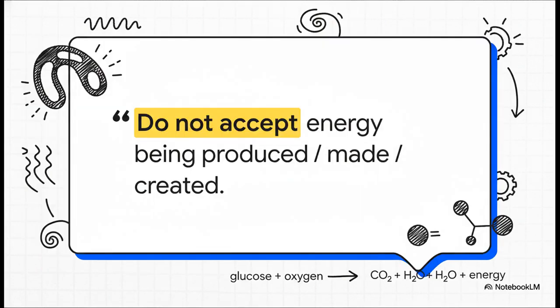Now for the second mark. And honestly, this all comes down to one single word. When your metabolic rate goes up, so does respiration. And what does respiration do? It releases energy. Now listen very carefully here. The mark scheme is super picky about this. It specifically says you cannot say energy is produced, made, or created. Why? Because you can't create energy out of thin air. It's transferred. So you have to use the word releases. It's a deal breaker for getting that point.